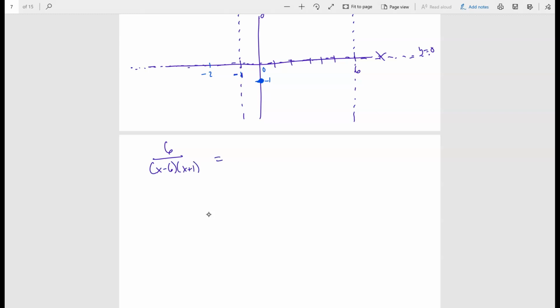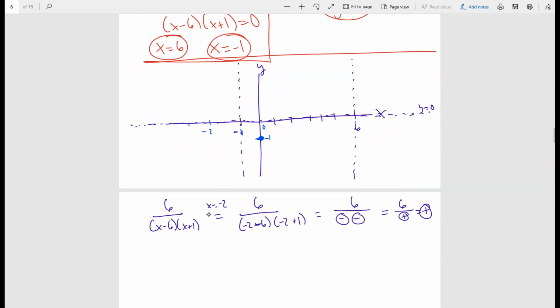So what I'm going to do is plug in x equals negative 2. 6 over negative 2 minus 6, and then negative 2 plus 1. So you're going to have a 6. The bottom one is going to be, so this guy is going to be a negative number. This is going to be another negative number, which is going to give me a positive. So 6 divided by a positive number is going to give me a positive number, which means that it's going to be up here. Okay, so basically this graph will be on the positive side, looking something like that.